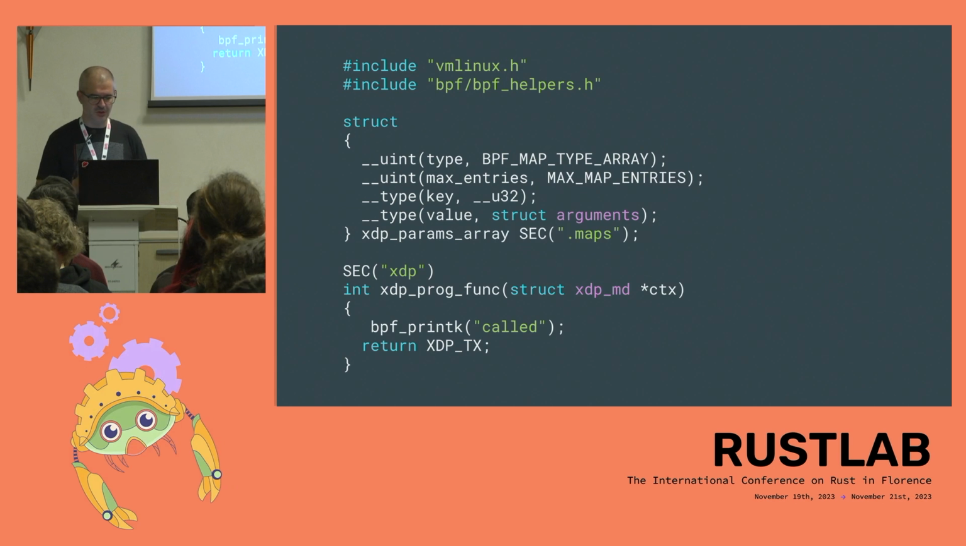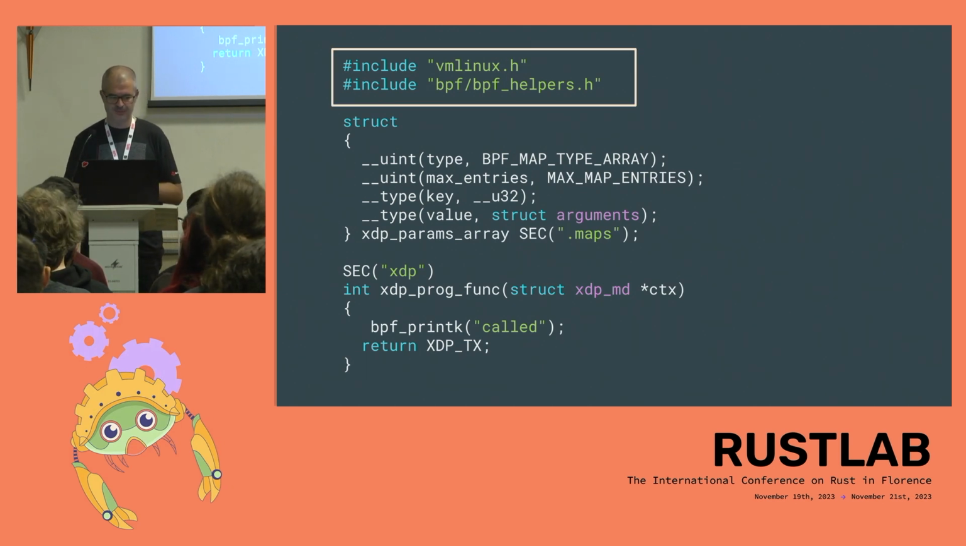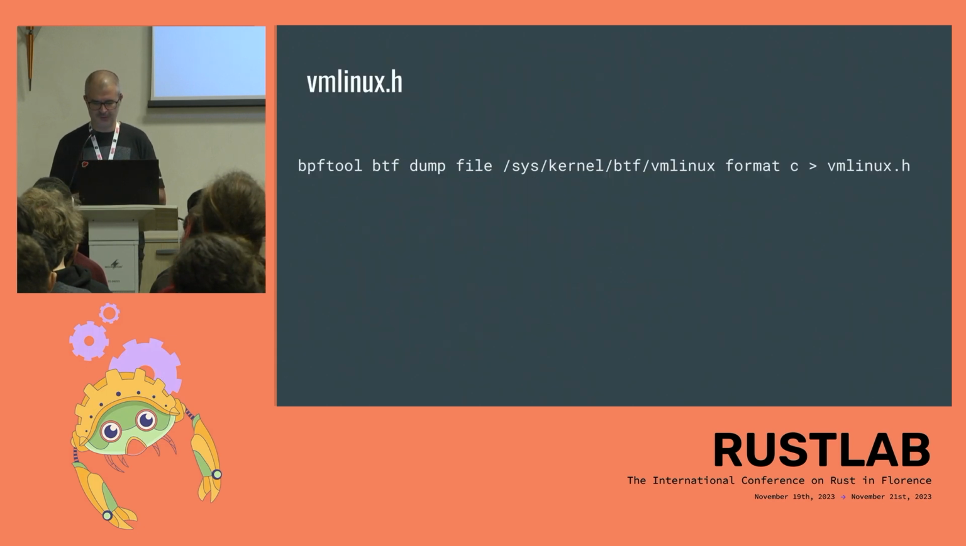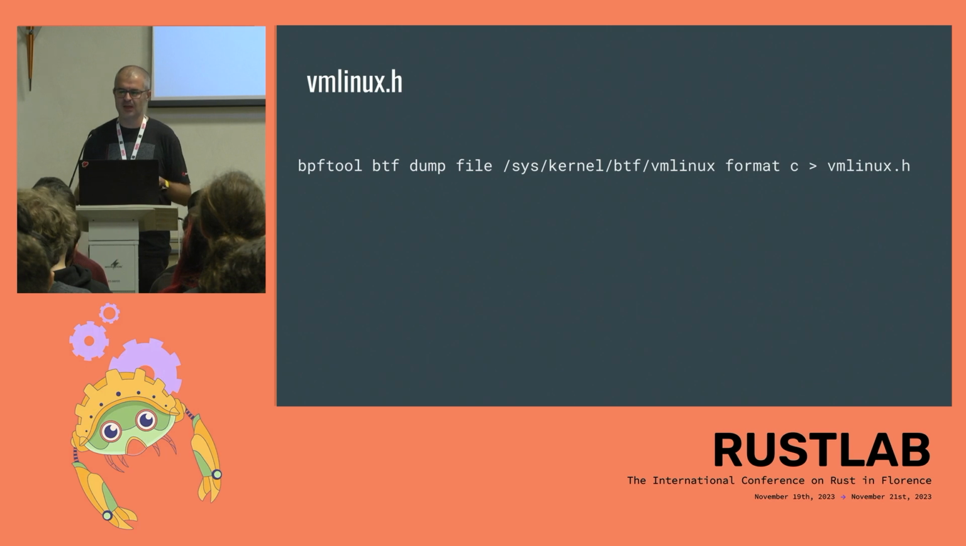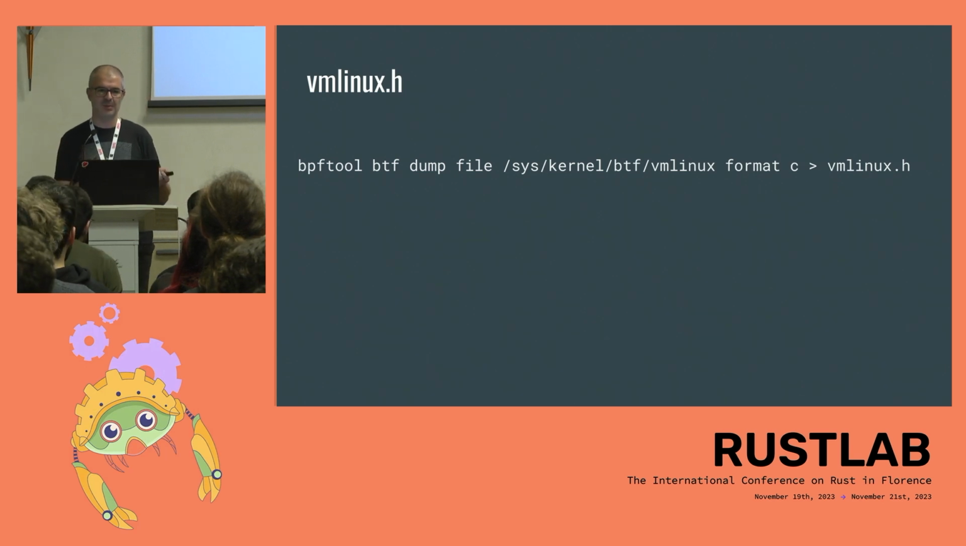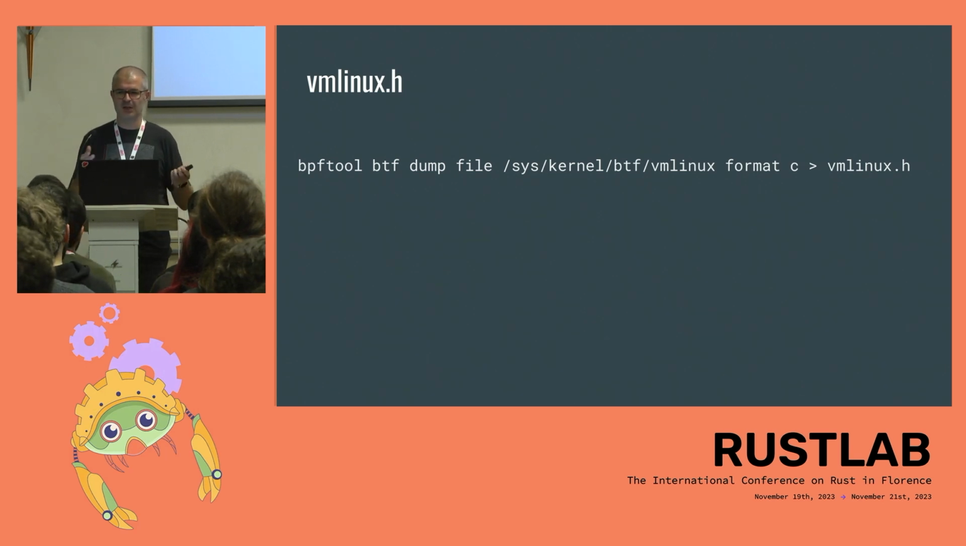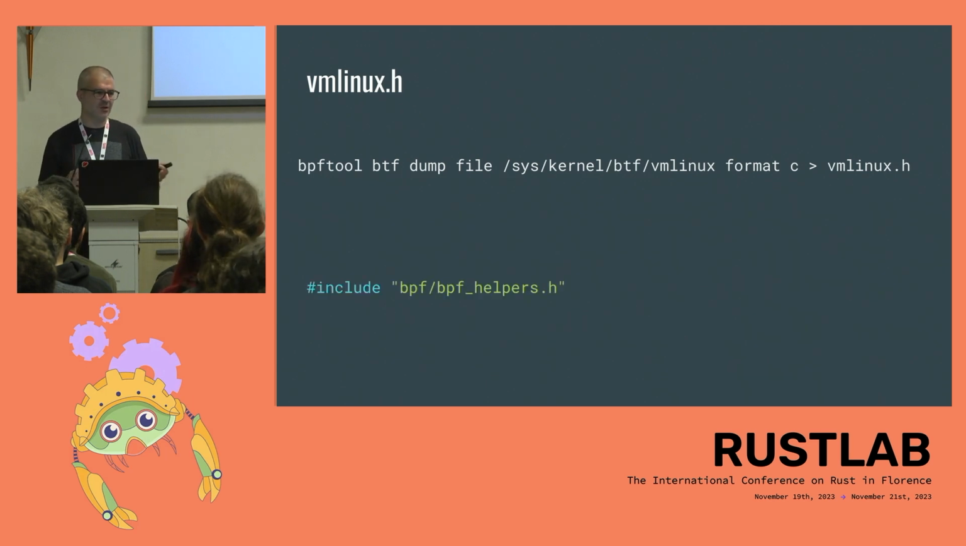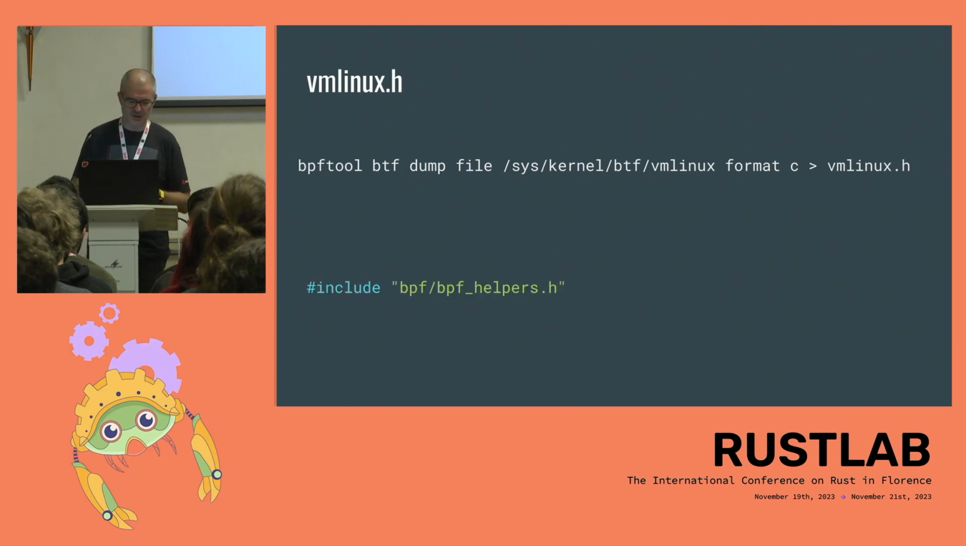Another thing that I showed in the very beginning was these two includes, and the vmlinux file is basically a generated C header file that contains all the kernel structures except the macros, and that is built out of the BTF information related to the kernel. So by running this, you generate a .h file that you can use. For the macros, you can find them in the BPF helpers file.